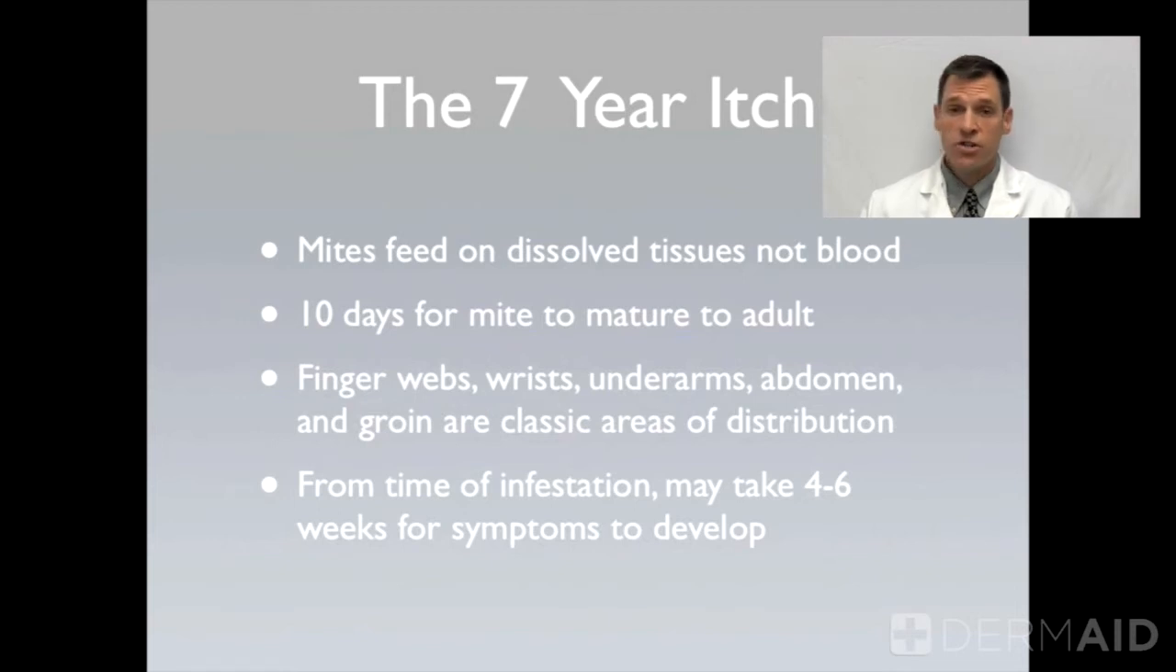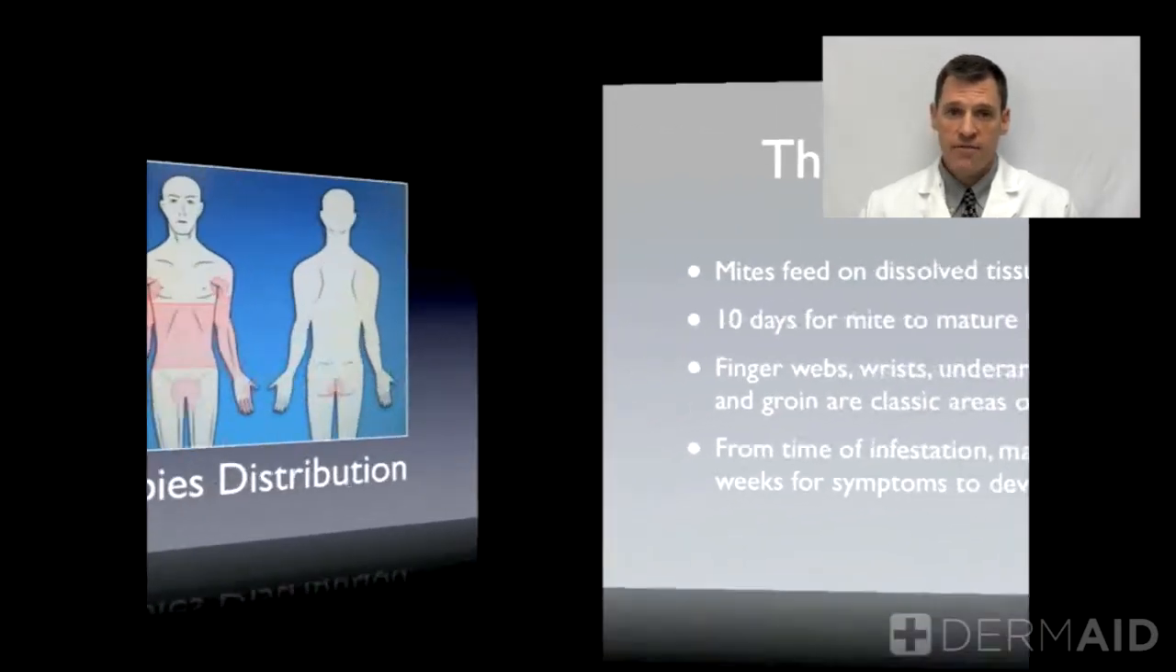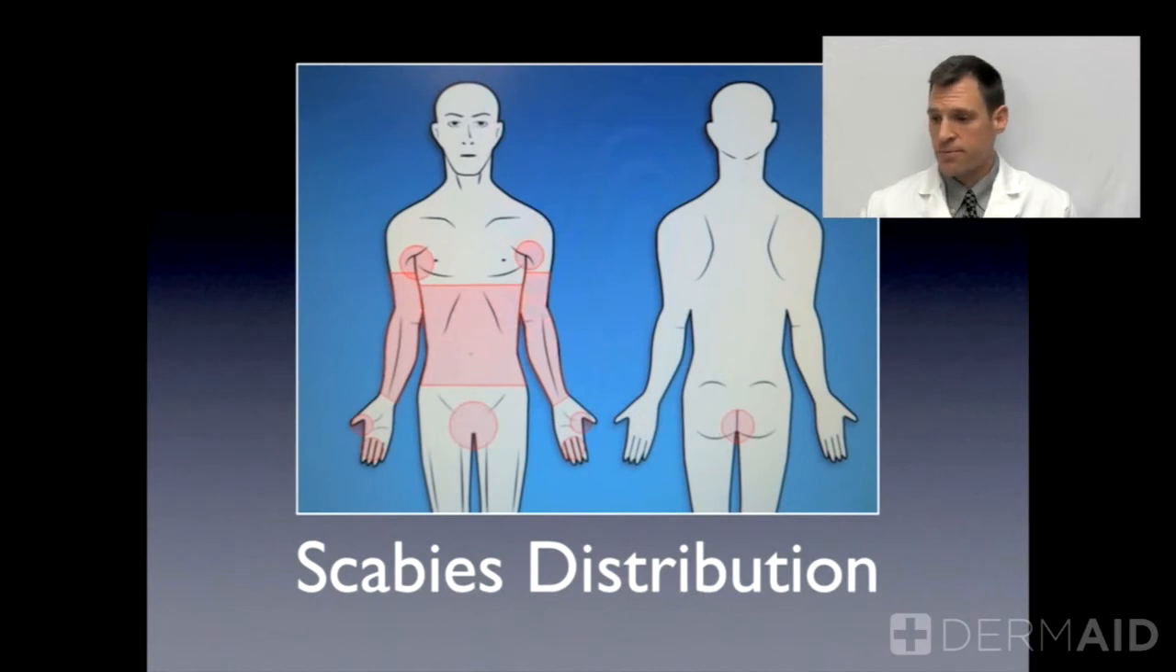The mites feed on dissolved tissue, not blood, and it takes about 10 days for a mite to mature to an adult. Classic distribution involves the finger webs, wrists, underarms, and abdomen. The groin is often involved as well. From the time of infestation, it takes about 4 to 6 weeks to show symptoms with the first scabies infestation. If you catch scabies again, it may only take about 7 to 10 days to start showing symptoms.